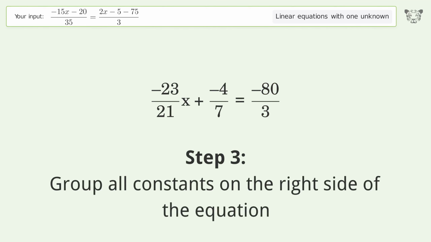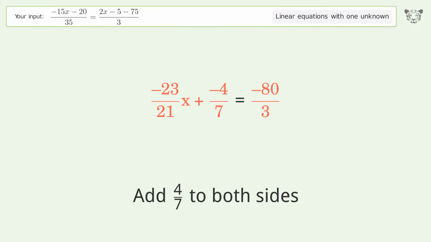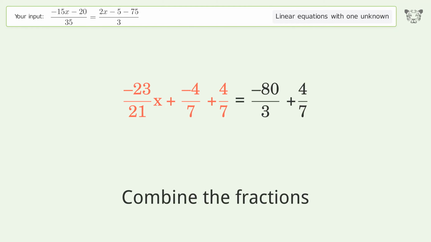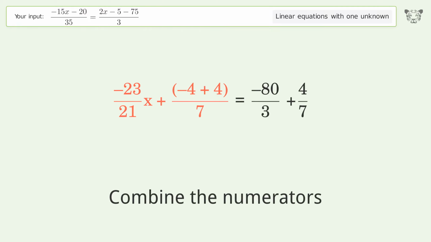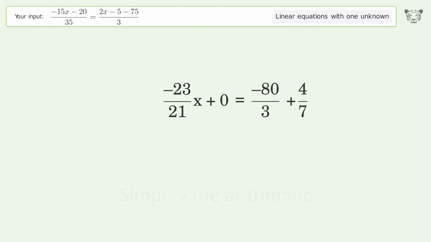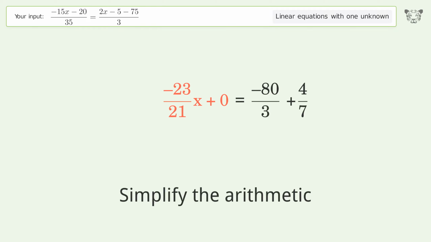Group all constants on the right side of the equation. Add 4/7 to both sides. Combine the fractions. Combine the numerators. Reduce the zero numerator. Simplify the arithmetic.